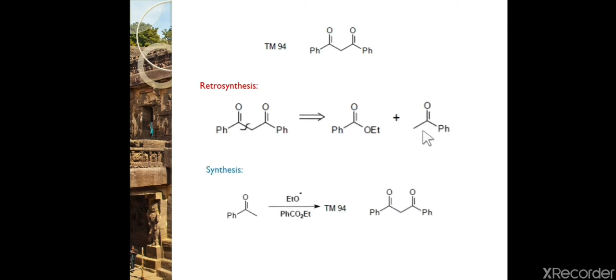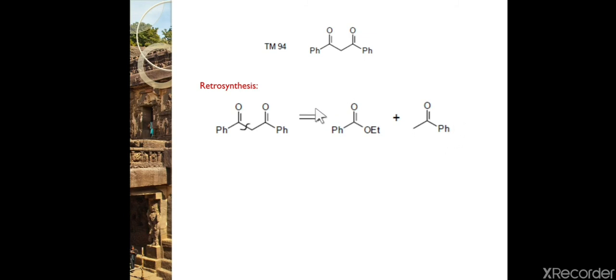Now this is your target molecule. Can you synthesize this target molecule? This is a 1,3-dicarbonyl compound. What do we need to do? We need to disconnect over here, so we get positive charge over here and negative charge over here. So let's see. I have disconnected this compound over here. I got PhCOOEt. For the positive charge, we added one leaving group, OEt, over here, and the negative charge is nothing but an alpha hydrogen containing carbonyl compound, that is acetophenone.